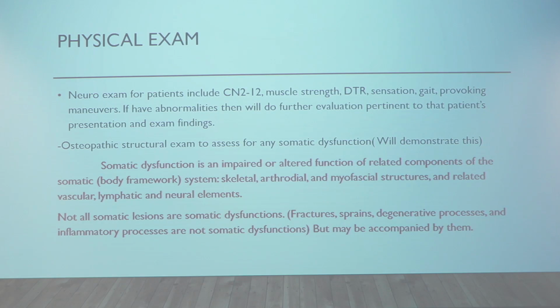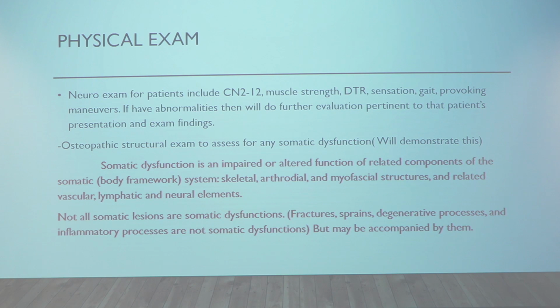All right, physical exam. What do we do when a patient comes in to see us? One of the things we're going to do is a neuro exam. We're going to look at cranial nerves 2 through 12. We're going to check for muscle strength, deep tendon reflexes, and gait, that's walking. Any provoking maneuvers based on what they come in complaining of, and any other abnormalities based on physical exam that we find. Then an osteopathic structural exam to assess for any somatic dysfunction. We're going to demonstrate this in just a minute.